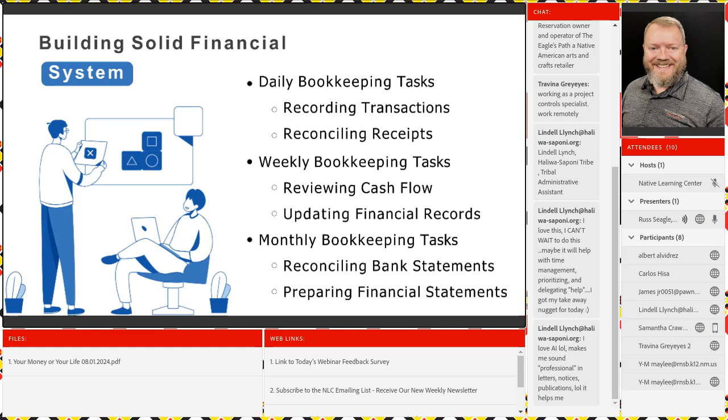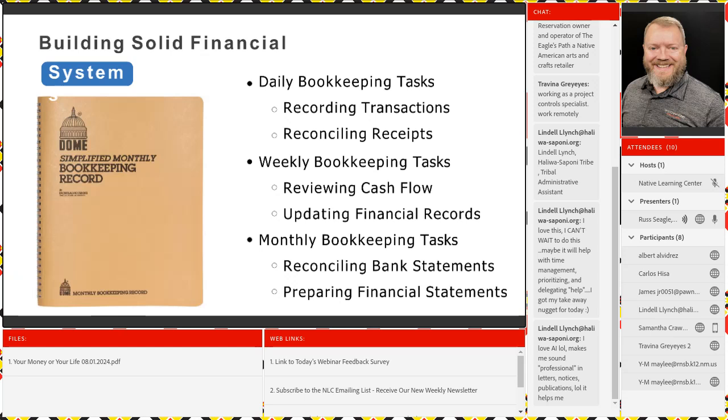So let me give you something better, something different, something simple, and that is the DOME Simplified Monthly Bookkeeping Record. This little brown book, you can find this at any bookstore. You can get it on Amazon. You can get it from barnesandnoble.com. You can pick it up anywhere. It's about $25. It's a plastic bound notebook. So it's durable, it's rough.